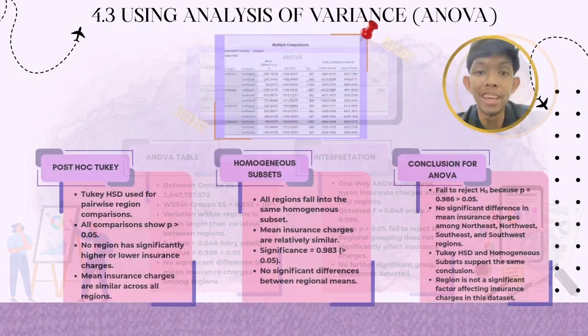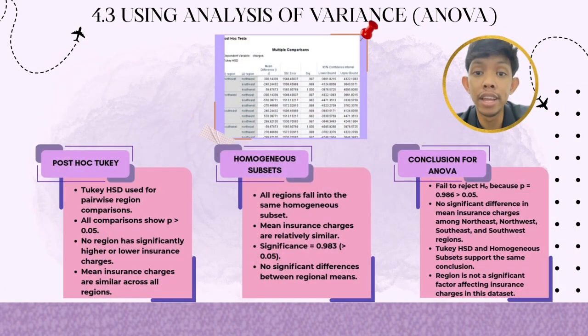Next is post hoc Tukey. To further examine the difference between regions, the Tukey HSD post hoc test was conducted. This test compares every pair of regions to determine whether any specific group differs significantly from another. The results show that all pairwise comparisons have p-values greater than 0.05. This means that no region has significantly higher or lower insurance charge than the others. Therefore, the average insurance charge is relatively similar across all 4 regions.